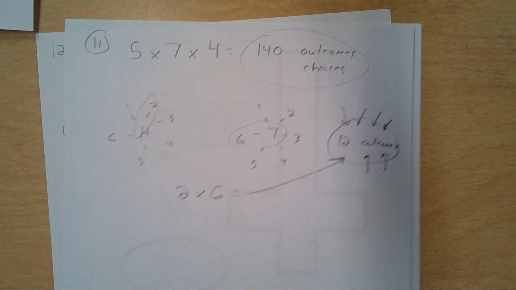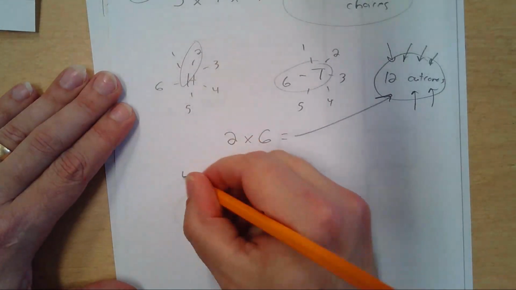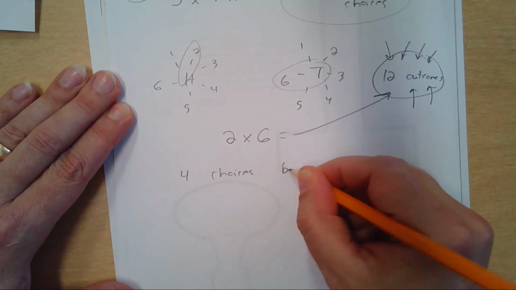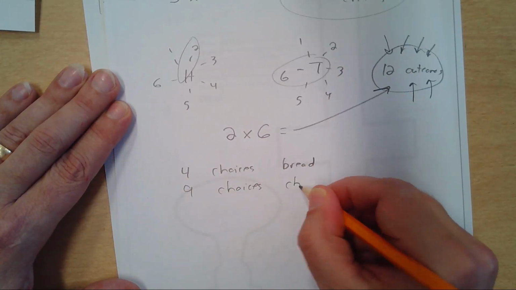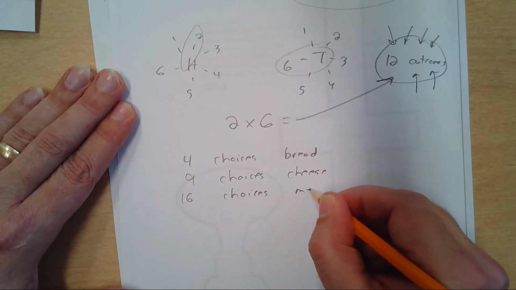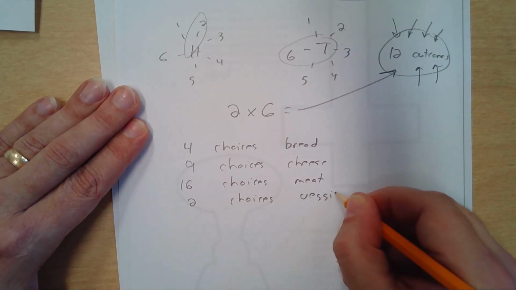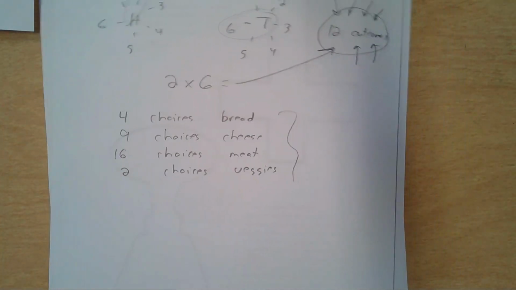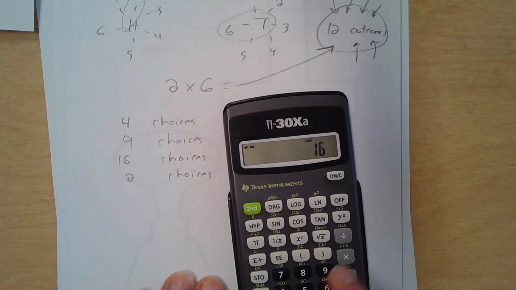I'll give you another scenario here. I'm going to say you're building a sandwich and you got 4 choices of bread, 9 choices of cheese, right, 16 choices of meat, goodness, and 2 choices of vegetables. I think you just might be hungry. How many different sandwich combinations could I create? You guys already know it, all right. 1,152 combinations. 4 times 9 times 16 times 2.